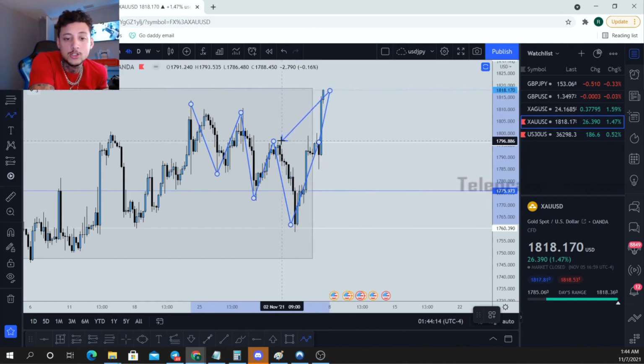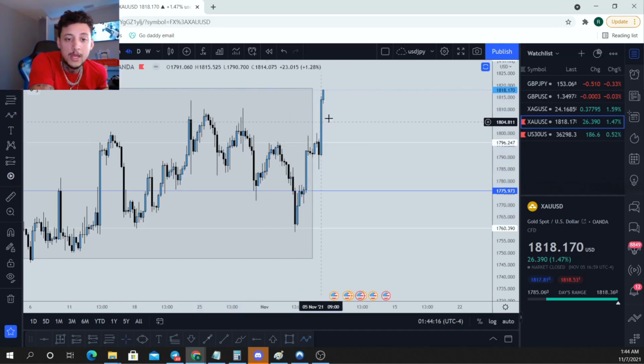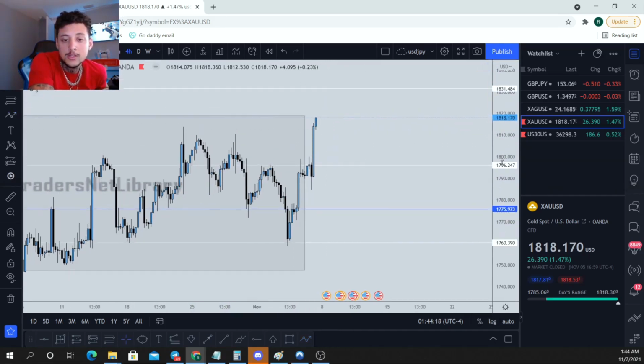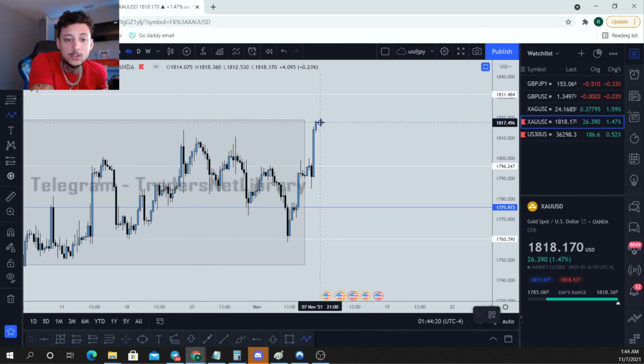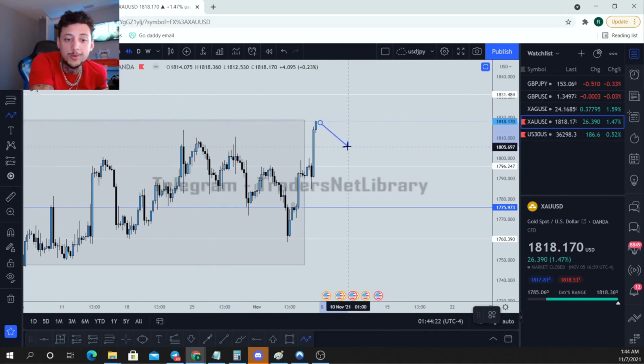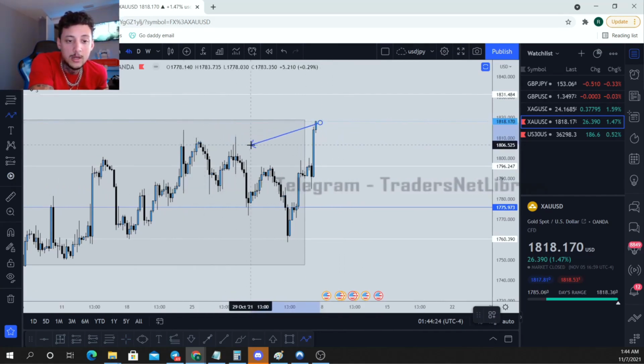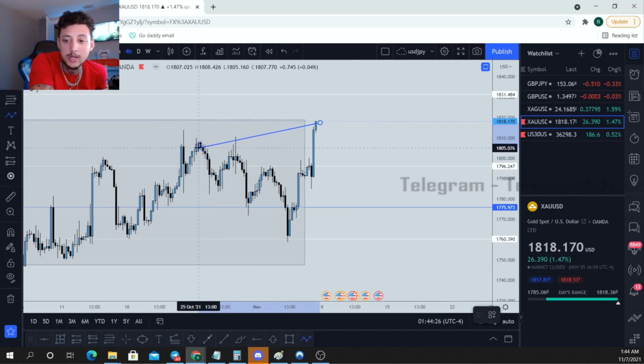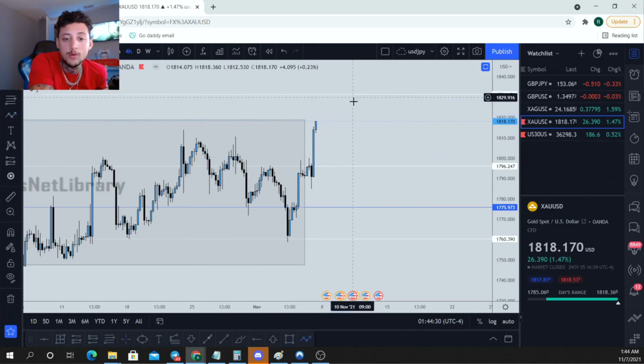So now we've broken structure on this 4-hour time frame, and we know the daily is going to continue. In a situation like this, you just want to wait for price to pull back to a previous level of resistance, being here in this case, so 1800, let's call it, for you to look to buy again. And we're only going to look to buy.